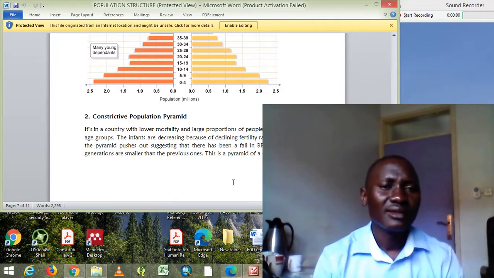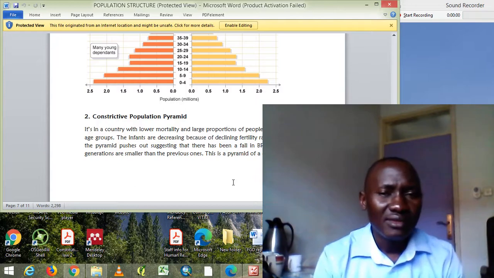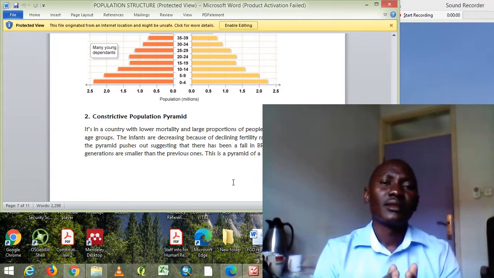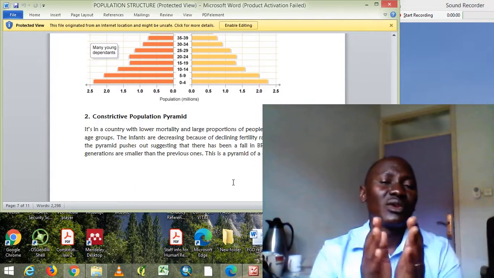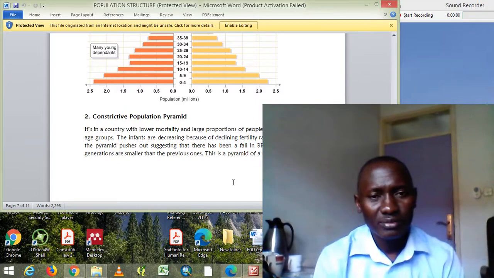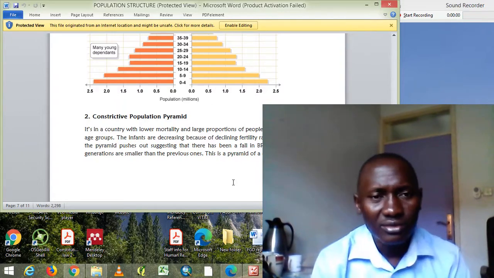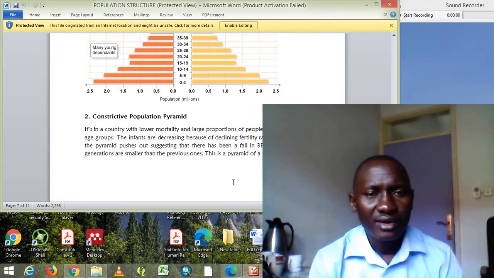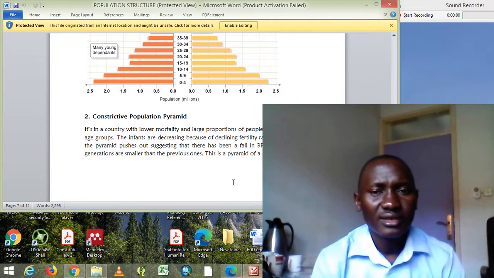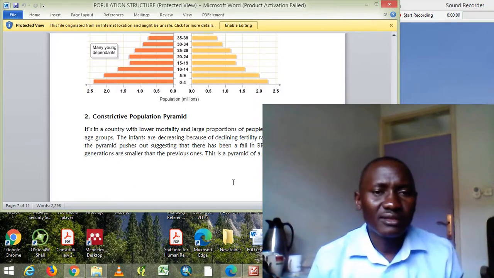So we hear that this constrictive population pyramid usually has a narrow base, and that the peak tends to expand a little bit further compared to the expansive population pyramid of the African countries, or the countries with a youthful population. So the infants decrease because of declining fertility. In the middle of the pyramid, the bars tend to push out a little bit, suggesting there is a fall in birth rate, but it is more recent.